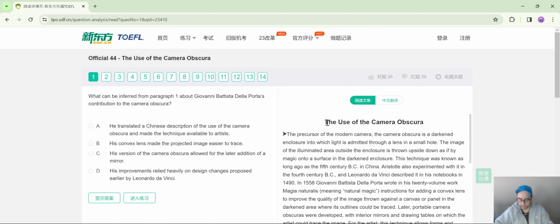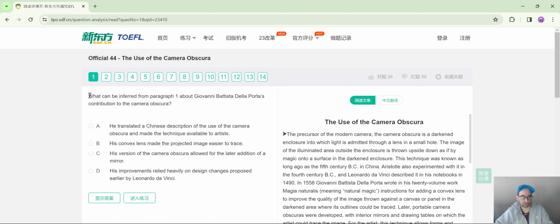So again, when you notice the title of the passage, the use of the camera obscura, try to activate your background knowledge. Maybe the word use can tell me it's related to using something related to a camera, even if I don't know what the heck obscura means, right? So maybe it could be related to a method, a technique, right? Steps involving a camera. You get the point.